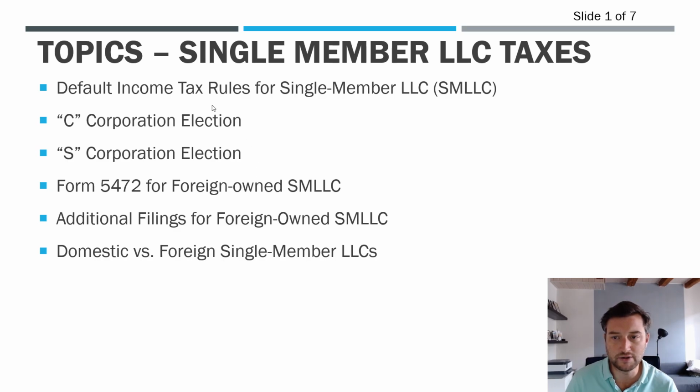So we'll talk about the default tax rules for single member LLCs. What is the baseline if you decide to do nothing with it. And then we'll talk about the various elections that are available. LLCs can make C corporation elections or an S corporation election depending on the ownership structure. Then we'll talk about some of the rules for foreign-owned single-member LLCs, so these are LLCs that are owned by non-U.S. persons. And lastly, we'll cover the difference in domestic versus foreign single-member LLCs. So there are some different rules there.